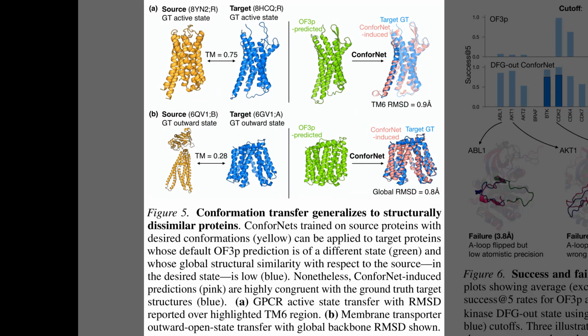While the previous figure highlighted statistical shifts in state sampling, Figure 5 demonstrates how these latent transformations generalize across different proteins, even when they are not very similar in shape. In Panel A, a receptor is guided toward an active state, where the induced pink prediction aligns with the blue ground truth. Panel B shows successful transfer for a transporter with very low similarity, as indicated by a template modeling score of 0.28. This score measures structural overlap, proving that ConforNets capture global biological rules.